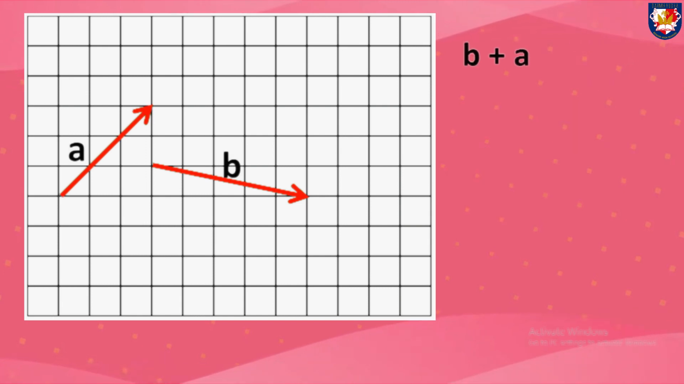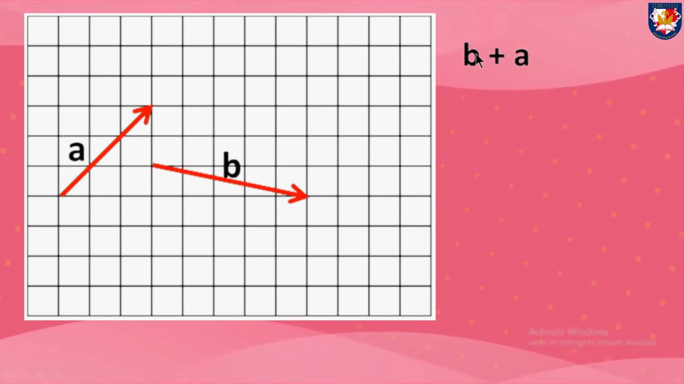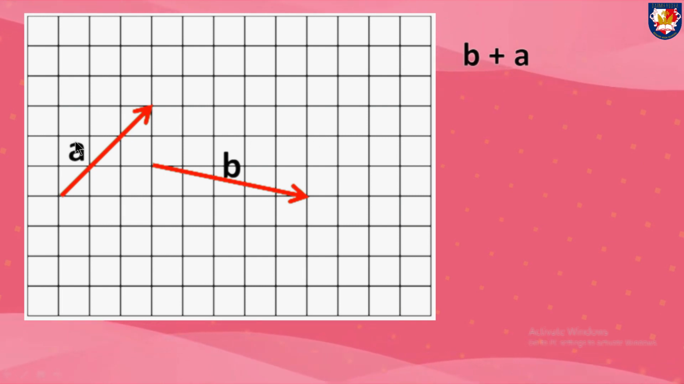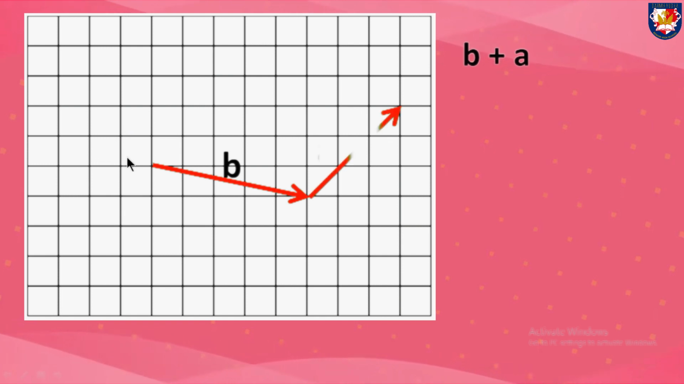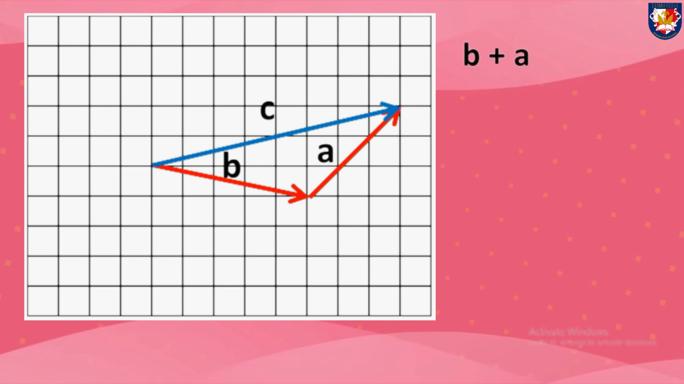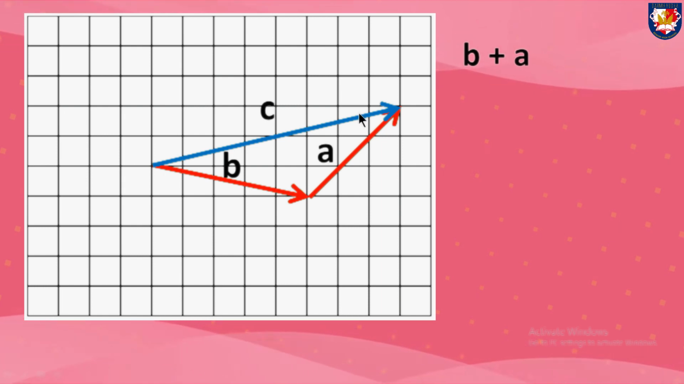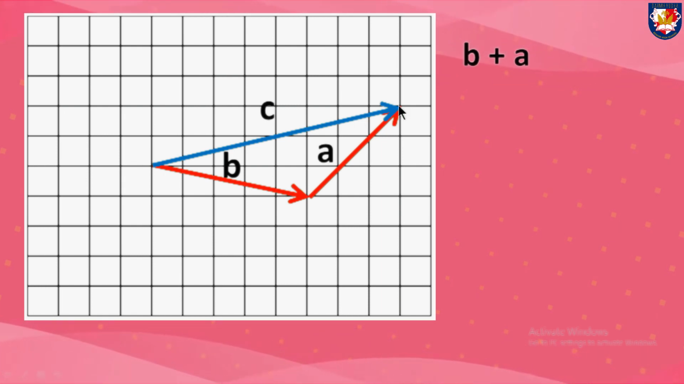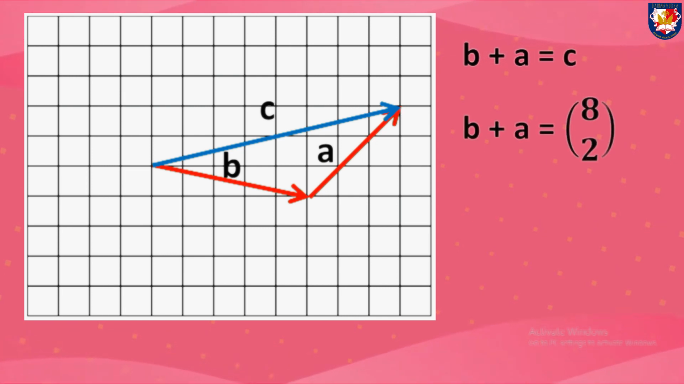How about factor B plus factor A? If we are going to find factor B plus factor A, now we need to move factor A so that the initial point of factor A meets the terminal point of factor B, and the resultant or sum of B plus A, let's say it's factor C. Factor C is 8 units to the right and 2 units upward. So B plus A equals factor C, where factor C is (8, 2). Turns out, B plus A is equal to A plus B.